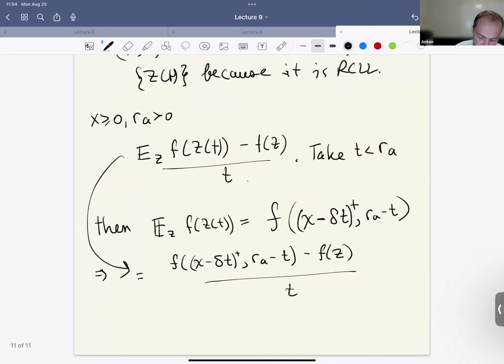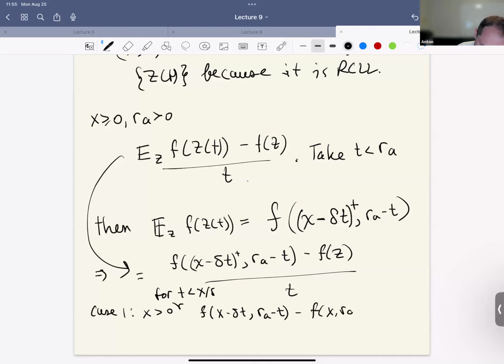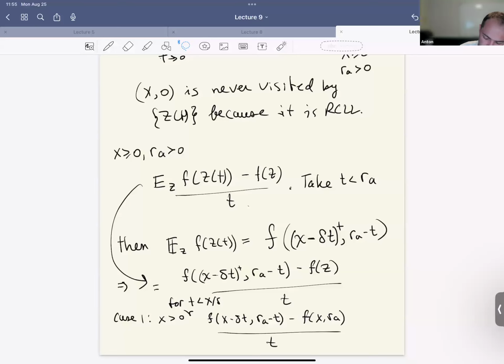And now we split into two cases. Case 1, x is bigger than 0. If x is bigger than 0, I get f of x minus delta t for t smaller than x over delta, comma, residual arrival minus t, minus f of x, residual arrival, over t. Just copy this over.